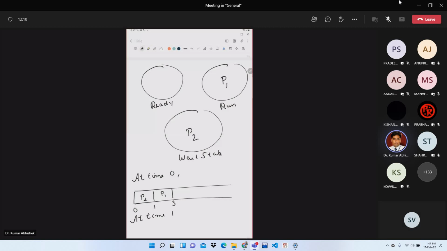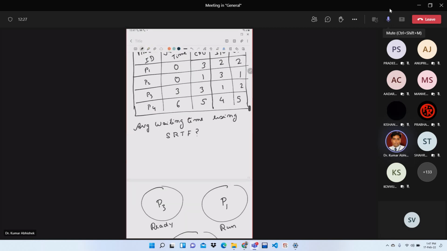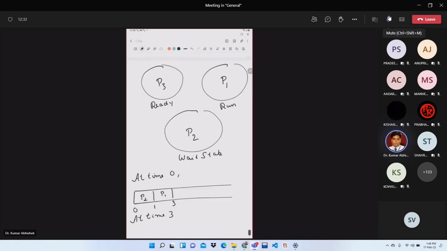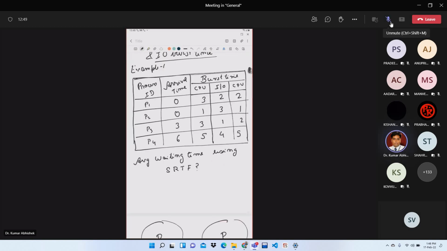What happens at time 3? At time 3, we have a new process, P3. What is the burst time of P3? CPU burst time 3. And what is the remaining burst time of P1 at time 3? 2. So P1 will keep running till what? Till 4.